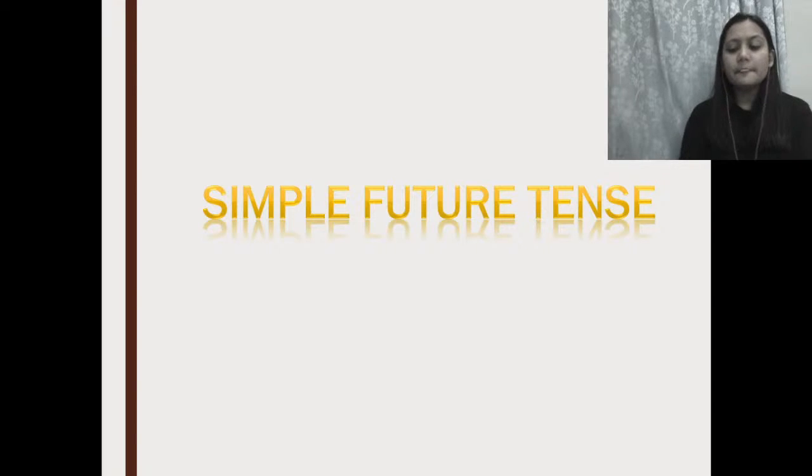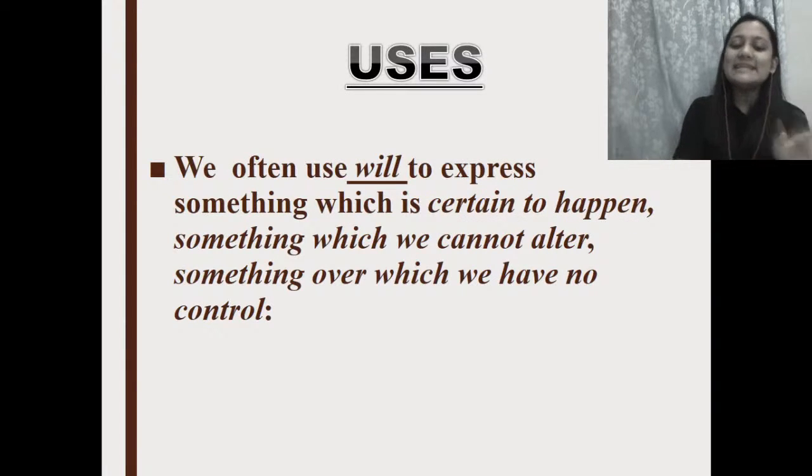Alright, so first of all, let's pick the easiest one out of the whole lot, and that is simple future tense. We often use will to express something which is certain to happen. So हम लोग generally will का use करते हैं just to tell something that is for sure going to happen in near future. आने वाले time में कुछ भी हमें करना होता है, कुछ भी plans होते हैं, so we usually say will, right? Something which we cannot alter, something over which we have no control. With all of it, we tend to use will.